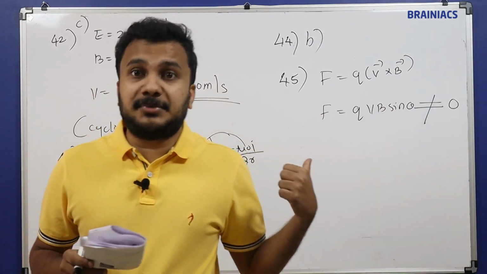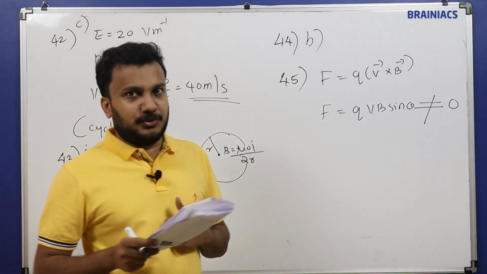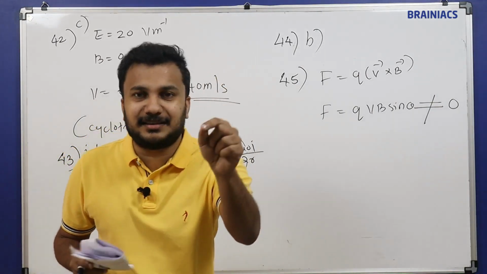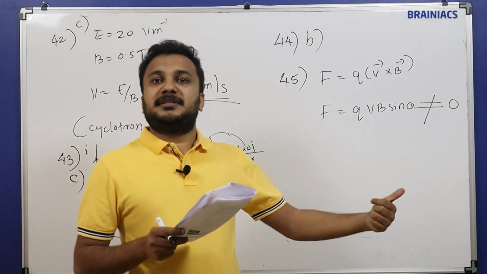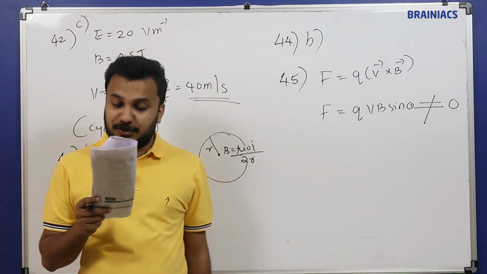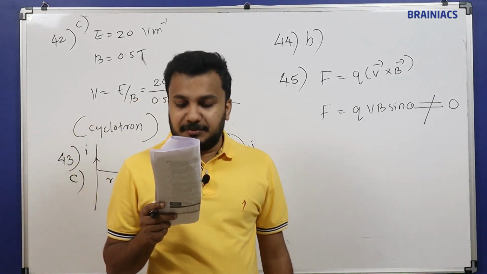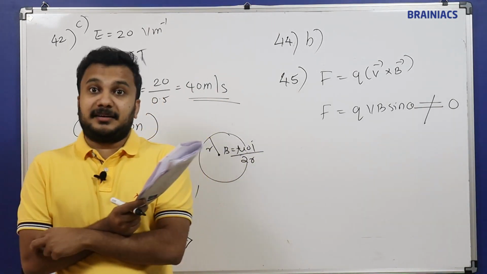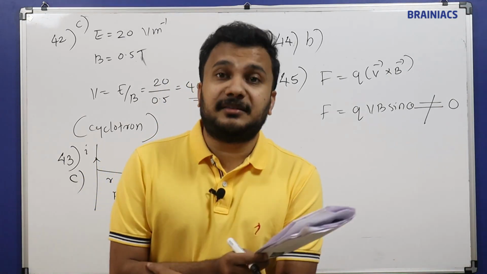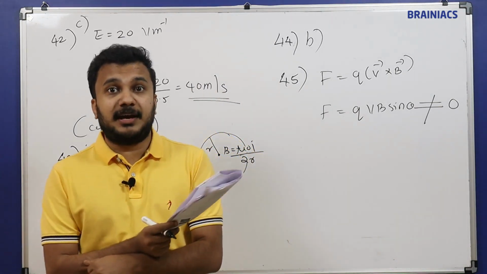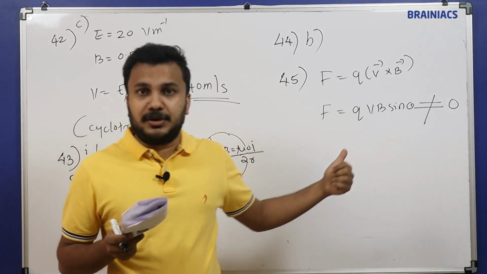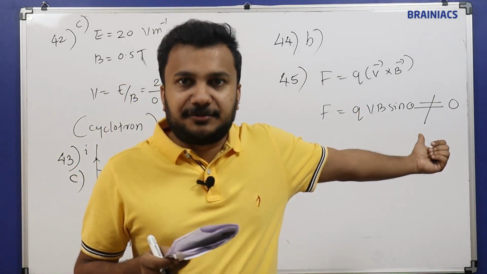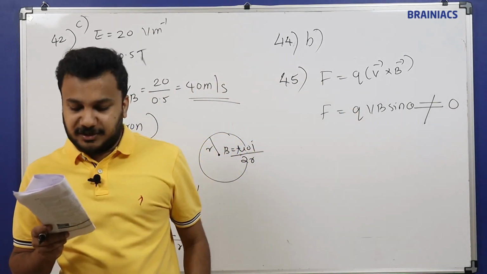But it can become 30 also, right? Sin 30 is 1 by 2. So it is not necessarily 90. It can be 30, 40, 45, other values also possible. Angle between V and B can have any value other than 90 degrees? No, any value other than 90 degrees is not possible. Any value means 0, sin 0; if you take sin 180, force will be equal to 0. So that is a wrong statement.